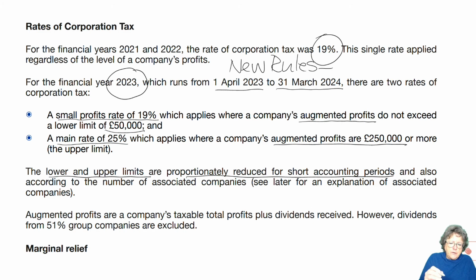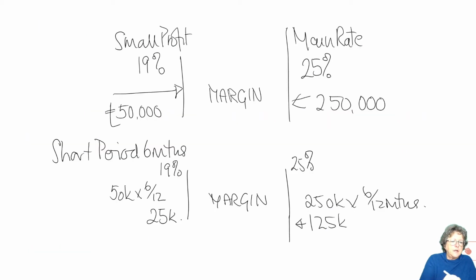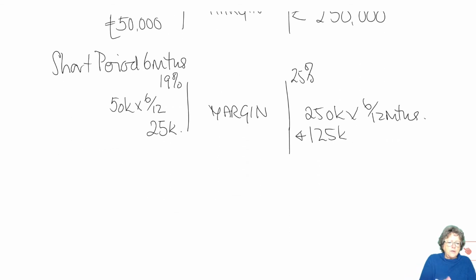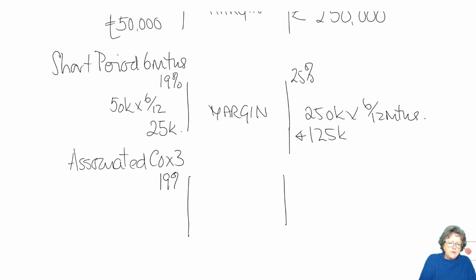Go back to the notes because there's another one. The number of associated companies, and obviously we're going to deal with that later. I just want you to understand the process of how this tax works at this stage. So say we have associated companies. This is companies that are owned by a holding company, so say some subsidiaries. So say we got 3 of those. Again, 19%, that rate doesn't change. 25%, that rate doesn't change. The margin is what it is.